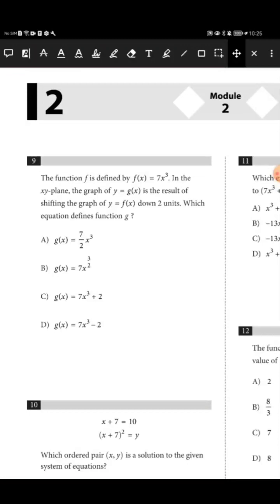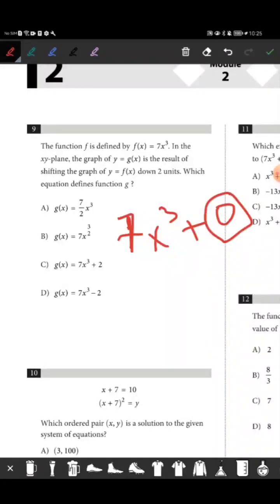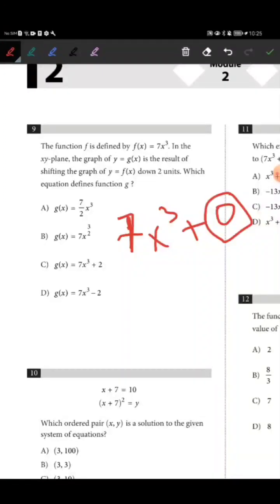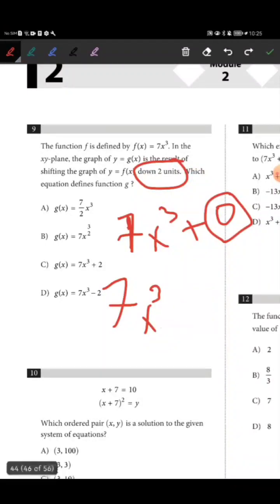So in this equation, 7x to the power 3 plus 0, so the y-intercept here equals 0, that's why it's not written. So if it shifts down 2, then 7x to the power 3 minus 2 is the right answer. So D is the right answer.